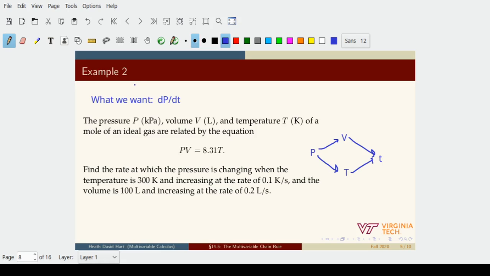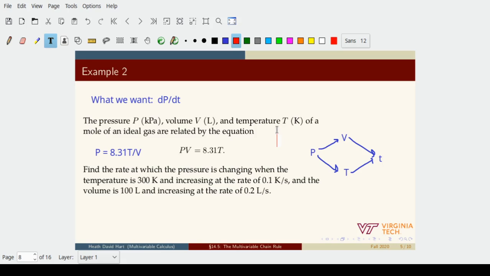I'm going to go ahead and remind myself that pressure is the thing we're calculating. So I'm going to rewrite this equation as P equals 8.31 T divided by V. All right. So what we're going to do now is take the derivative along each of the arrows. The derivative of pressure with respect to volume. Volume is down here in the denominator. So that's a V to the negative 1 power.